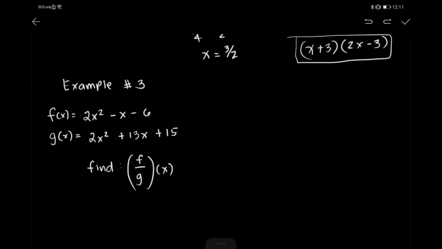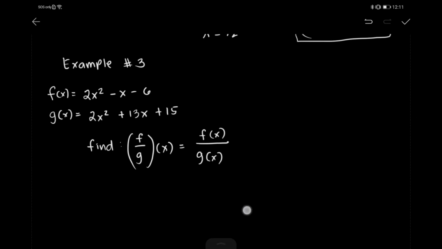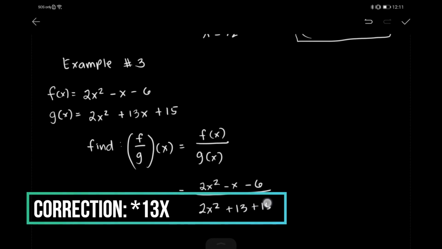Focus on factorization. So in this case, we have to find the value of f of x over g of x. So this means that we're going to divide f of x by g of x. So the first step that we're going to do is substitute the value of our f of x, which is 2x squared minus x minus 6. And of course our g of x, which is 2x squared plus 13x plus 15.